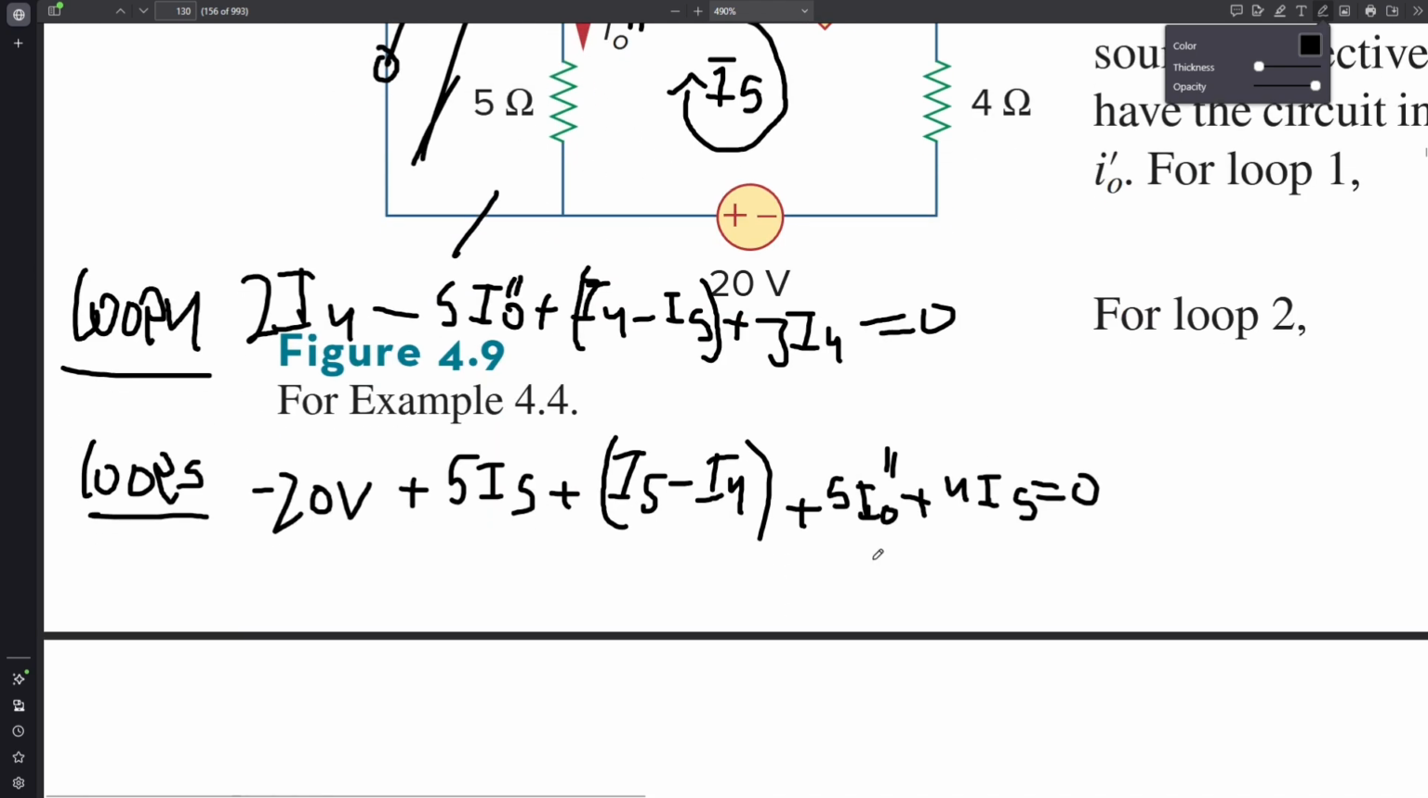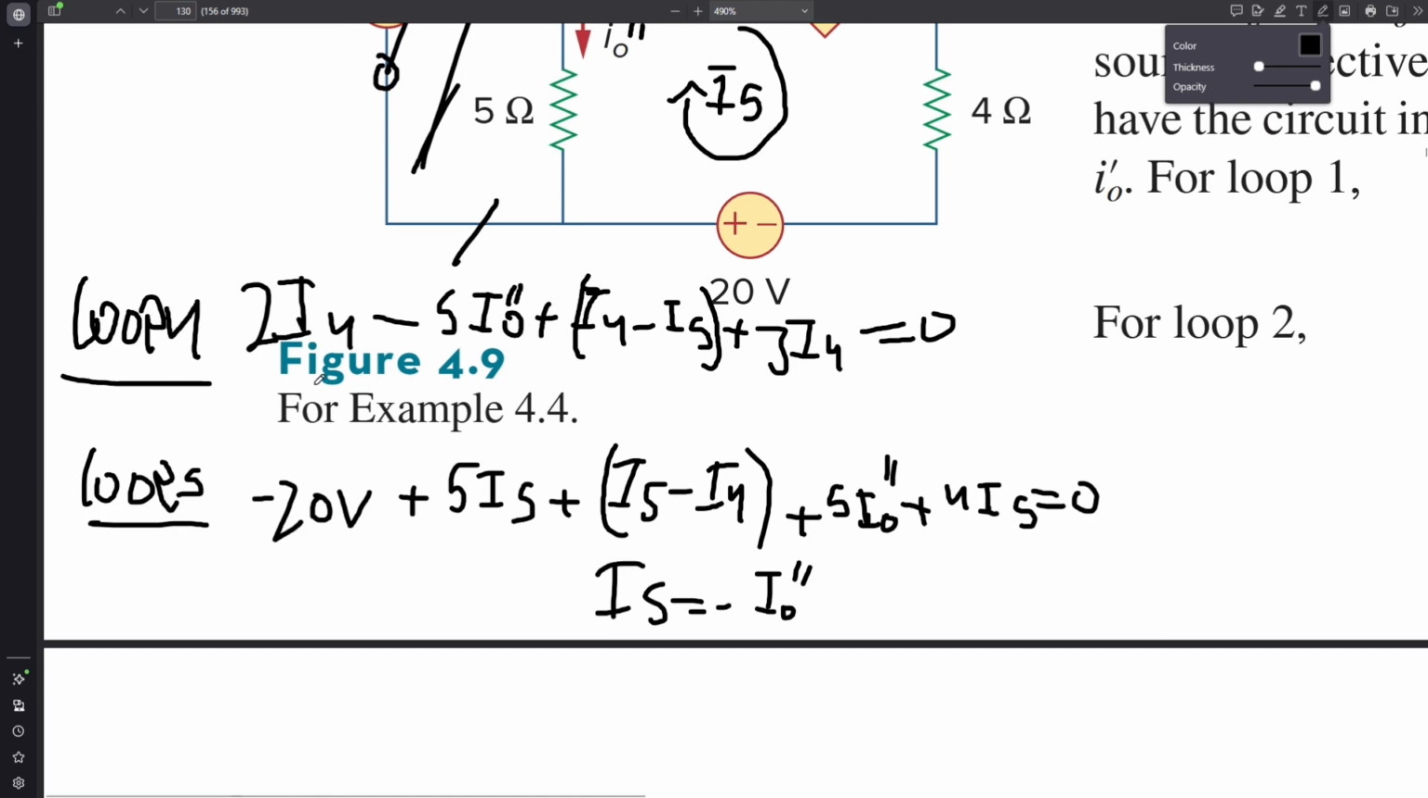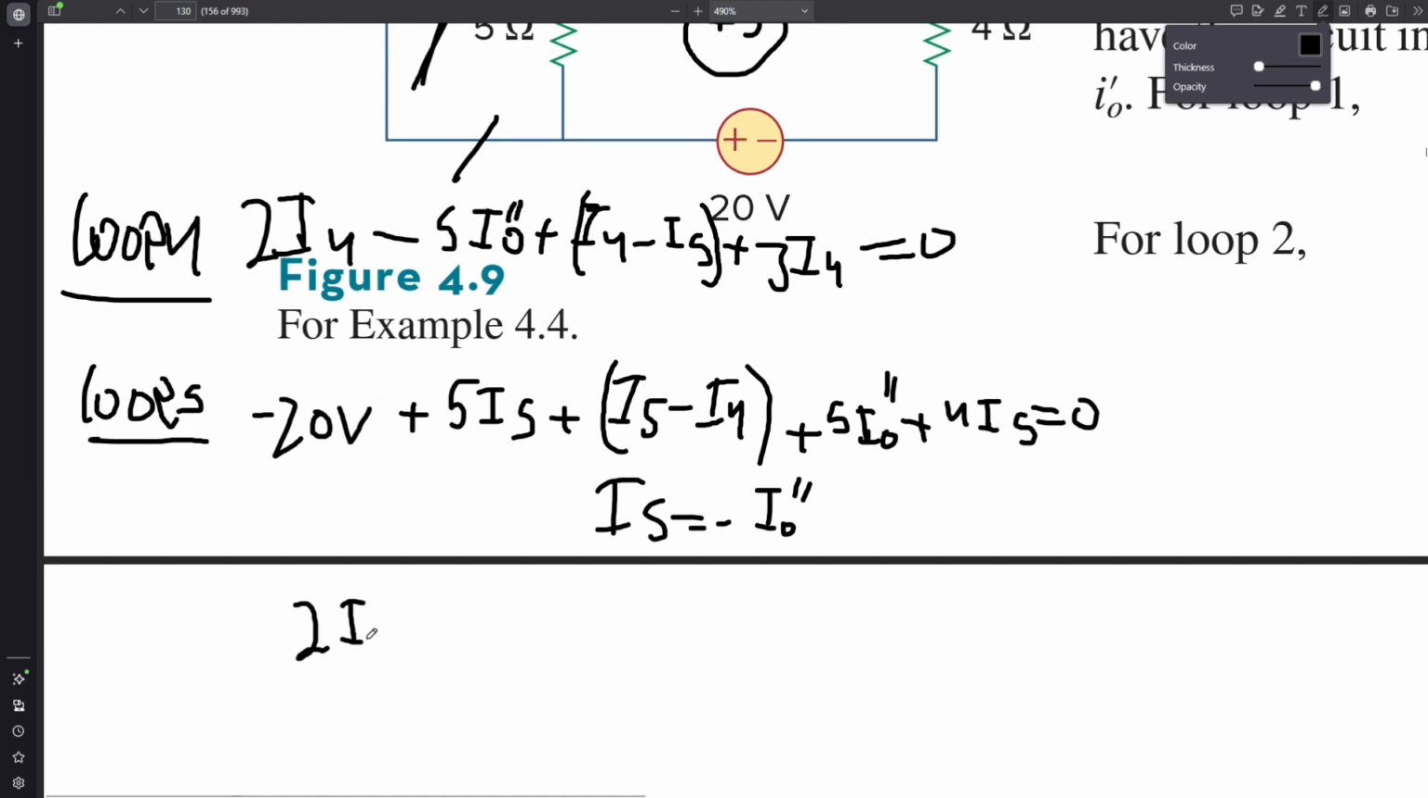Now one thing you can notice here is that I0 double dash is downwards and I5 is the opposite way. So now you can say that I5 equals to negative I0 double dash, because they're in different directions. Now you can use this, what you just found, to flip between I5 and I0 double dash. Let's do that for loop 4 first. Now 2I4 minus 5I0 double dash plus I4 minus, and this is negative as well, because this is negative I5, it will just be positive I0 double dash, and this is plus 3I4 equals to 0.